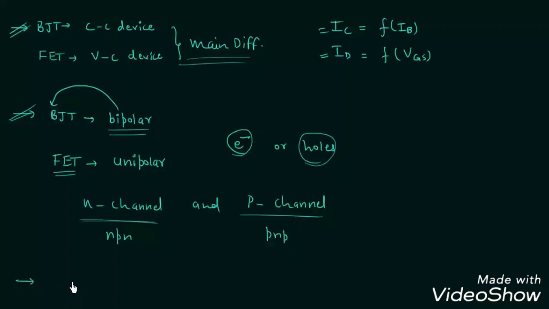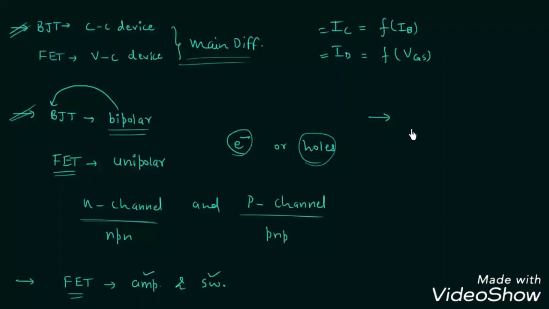The fourth point is FET can be used for amplification and also for switching. Like BJT, we can use FET for amplification and for switching.